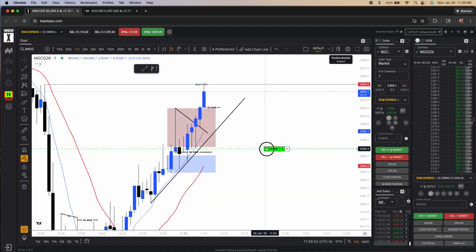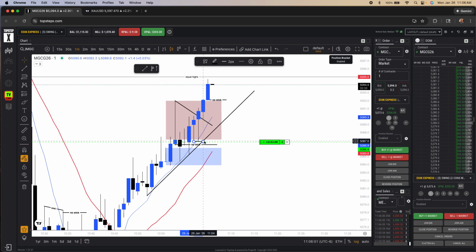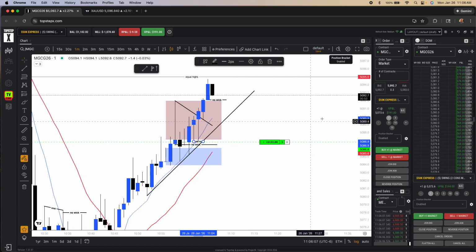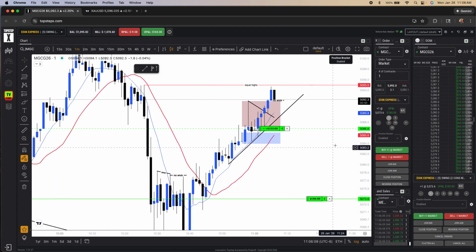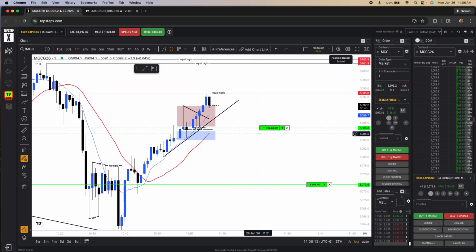Let's see. We're going to put it right here. We're not going to necessarily trail by profits quite yet. There's also equal lows here, which I don't like, but low-key I feel like I should exit out of the trade.